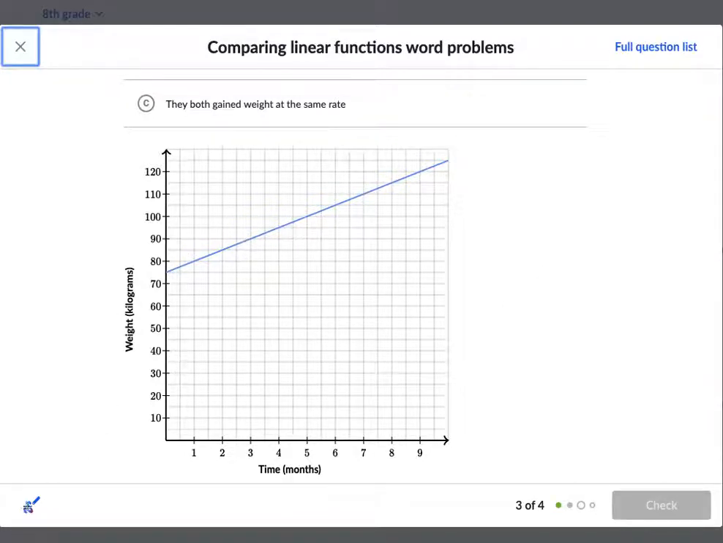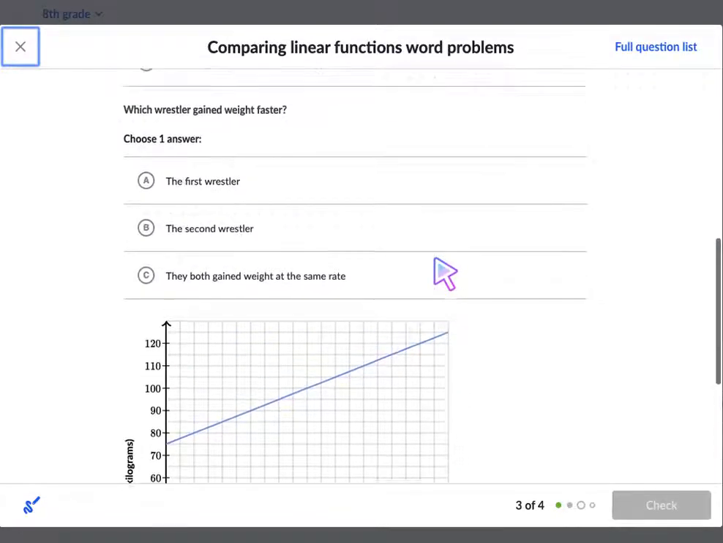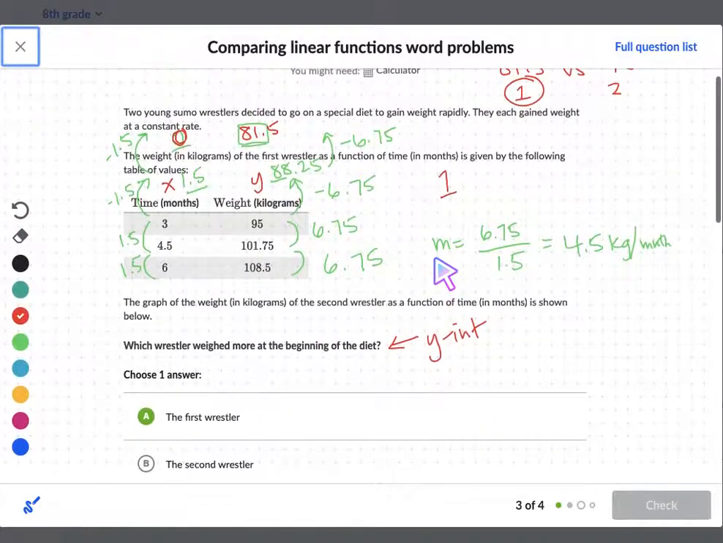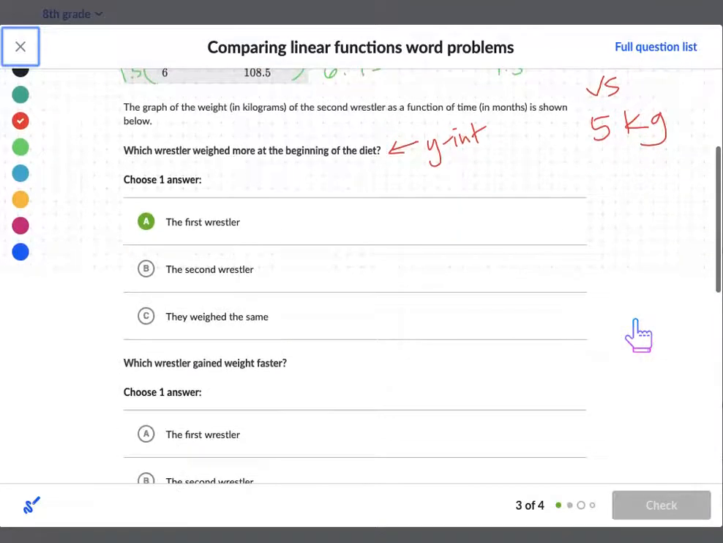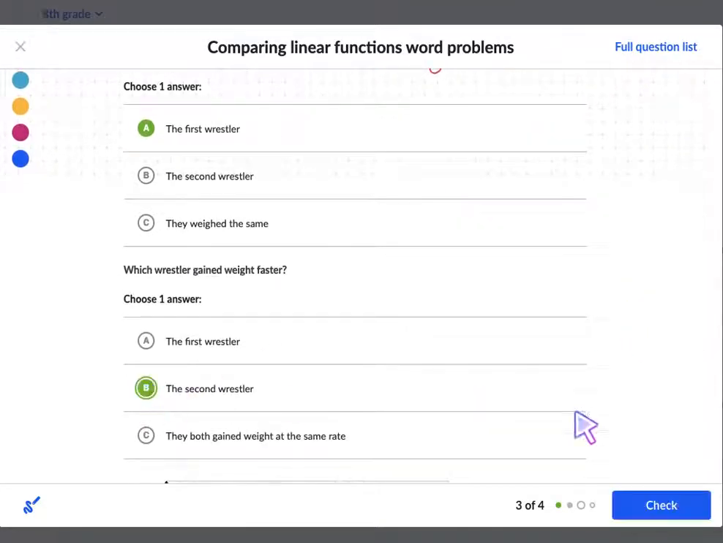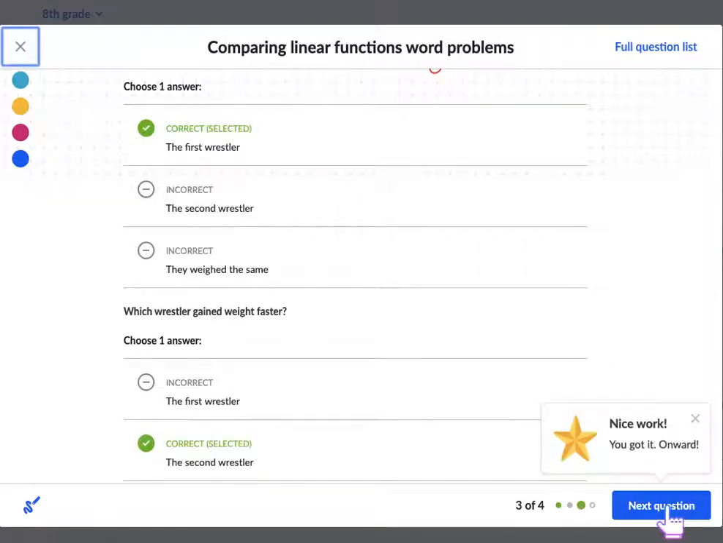So, let me get out of here first. There we go. So 4.5 compared to 5. So it looks like the second sumo wrestler is gaining weight faster. Okay, that's one example.